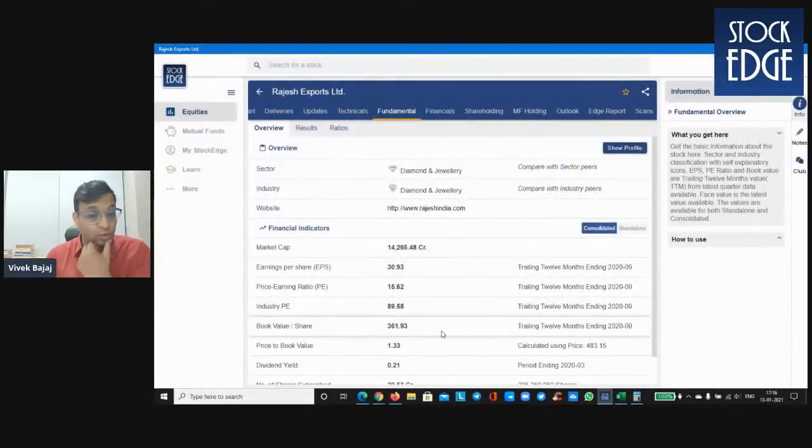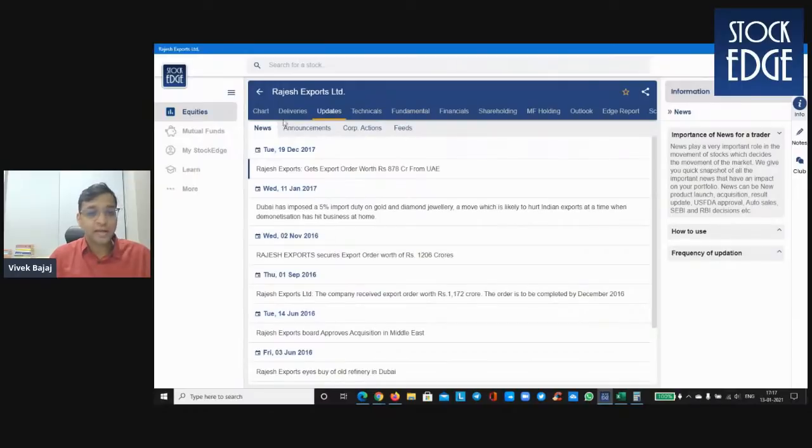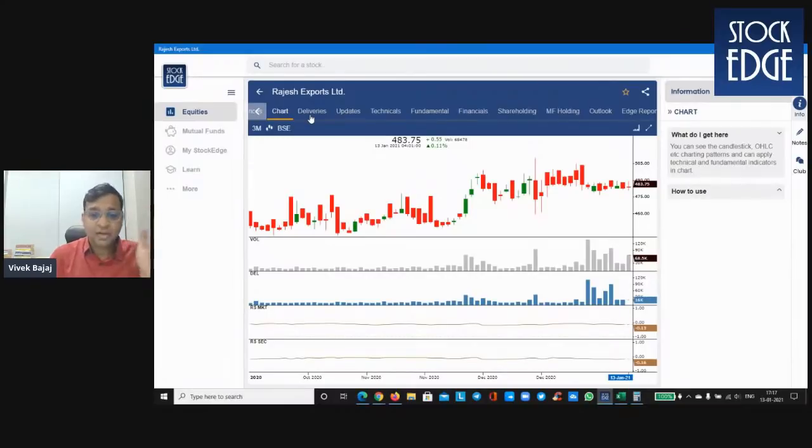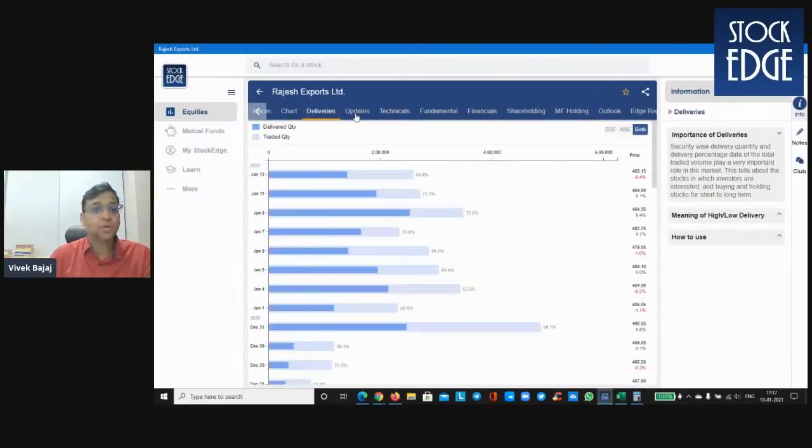Now this looks interesting. If the promoter is buying stake in the company, and if the company is in a business which you believe has future potential, and if the financials of the business, you see the financials of this company is also pretty stable. I need to do more research. Just by looking at 5-6 parameters is not sufficient. I need to do more research, like get into each and every component, the price behavior, the delivery, the way it has progressed over a period of time.